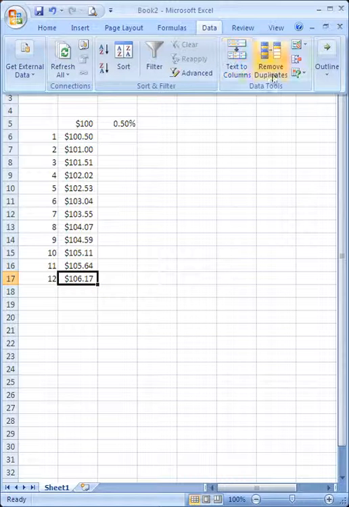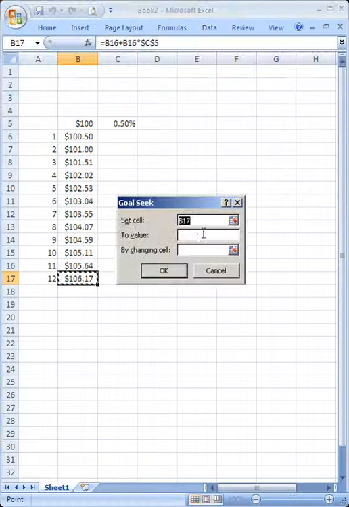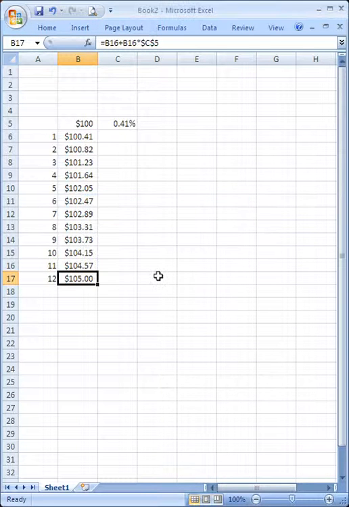So we'll use GoalSeek to adjust. Here's the 105 we want. We'll get it by changing the monthly rate. So our savings account, the one available to us, pays 0.41% per month.